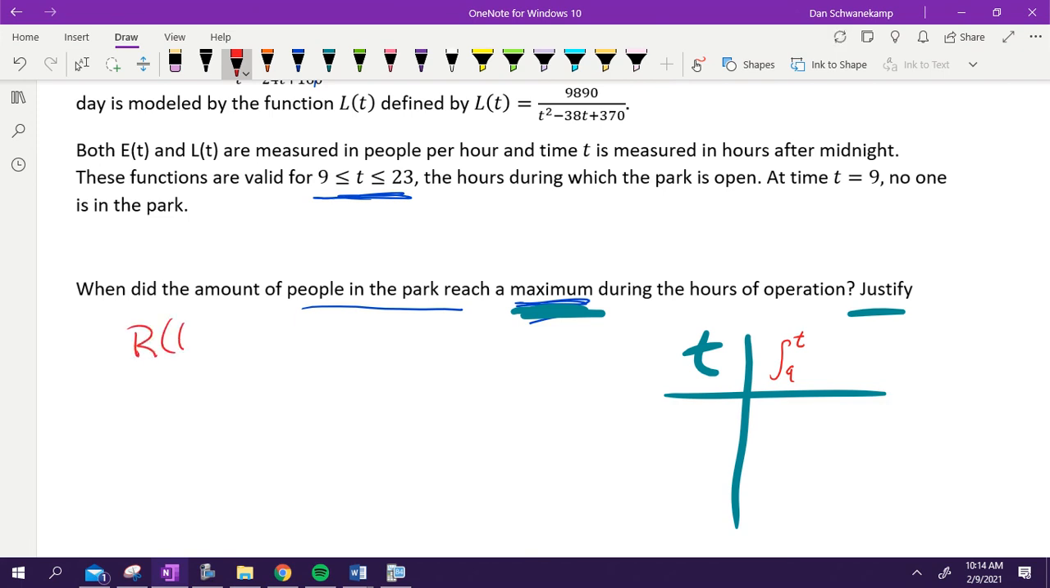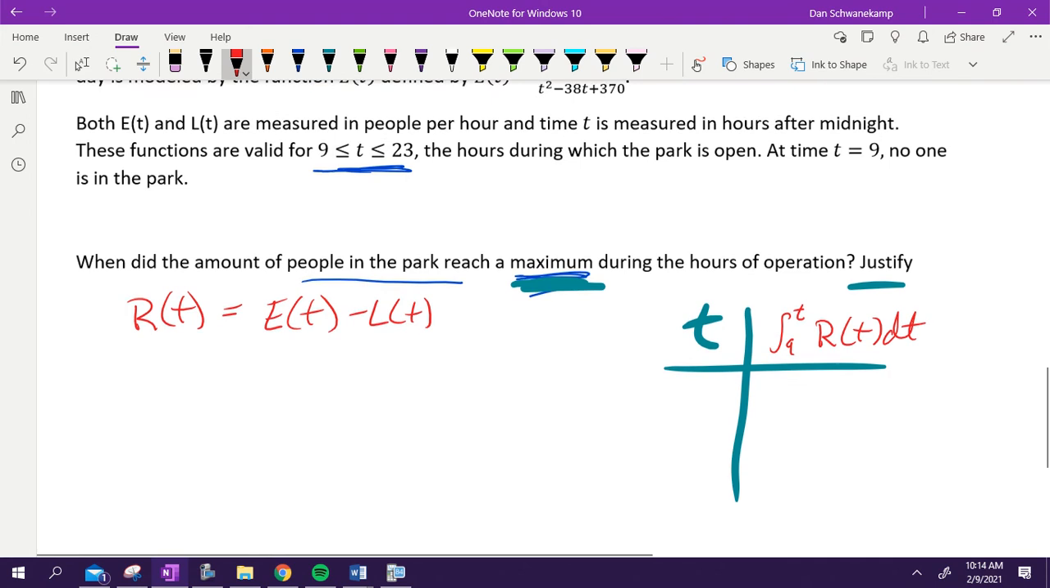Well, just like the one we said before, a lot of you use that. R of T is equal to E of T minus L of T. That is a rate of people. If I want to know an amount of people, I would integrate that. There wasn't a starting value, but if there was a starting value, I would add that in there as well, just like the penguin problem we did yesterday.